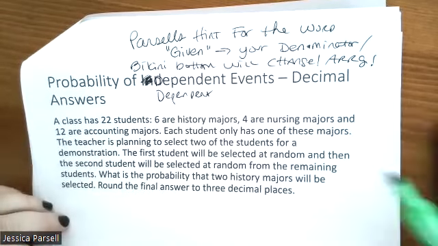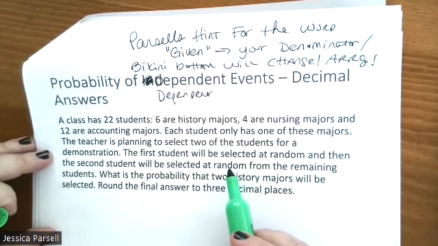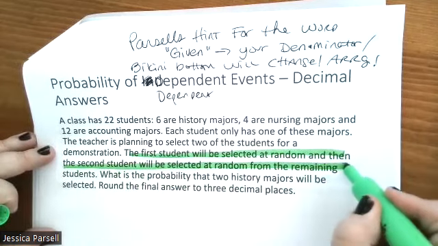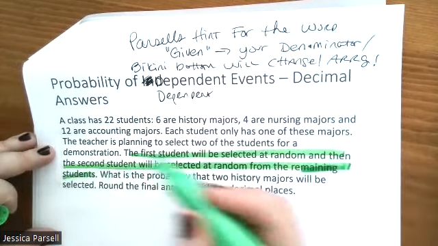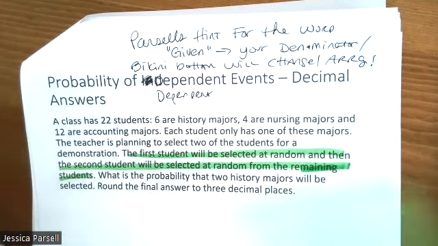All right, so something to note here. The first student will be selected at random, and then that student's going to be taken away. And then the second student is selected at random from the remaining students. So what is the probability that two history majors will be selected?